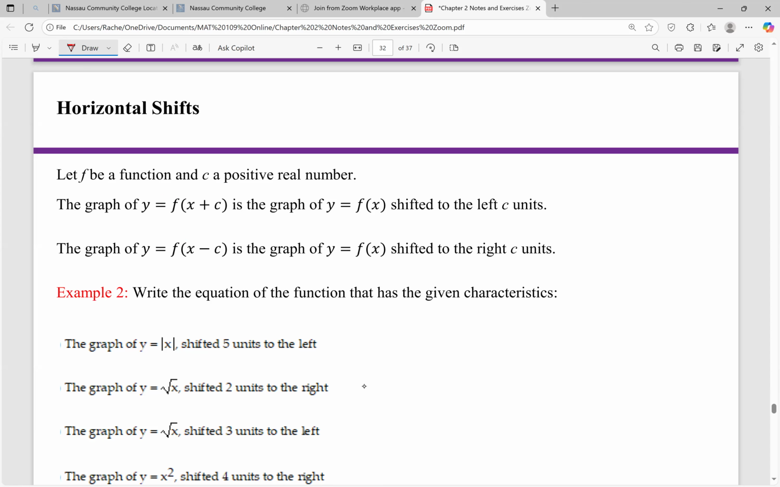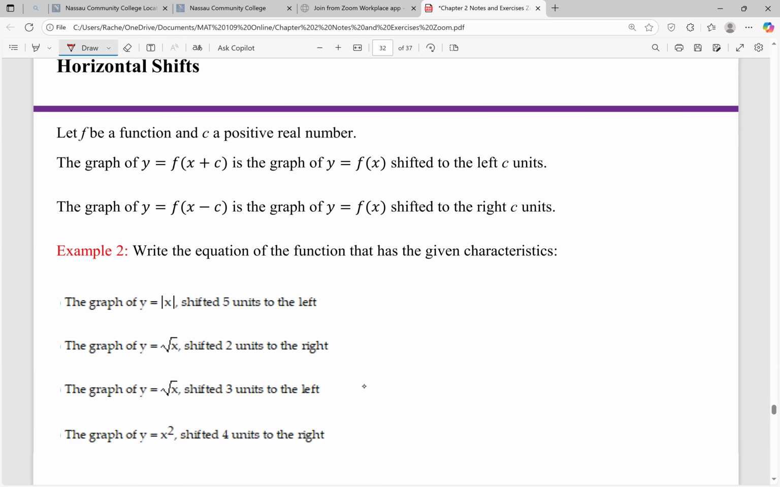So this is going to be the graph of f of x shifted to the left c units. And it's the opposite of what you might want to think, because you see plus c. So you're naturally inclined to shift to the right c units, but it's actually the opposite. And you'll see when we graph it. So f of x plus c is going to be a horizontal shift to the left by c units. And then the graph of f of x minus c is going to be the graph of f of x shifted to the right c units. Again, the opposite of what you might imagine. So you'll see, let's practice.